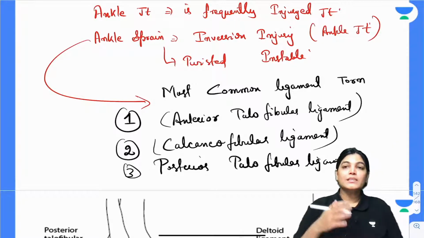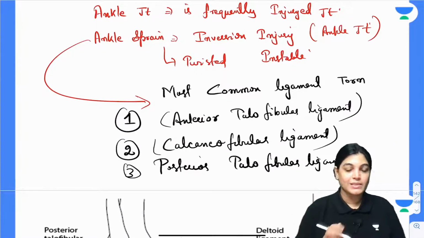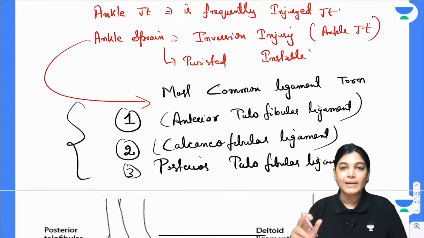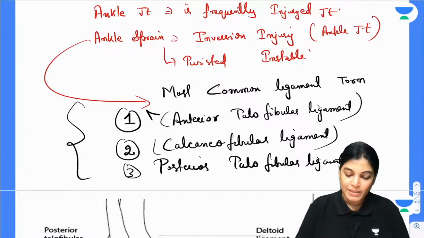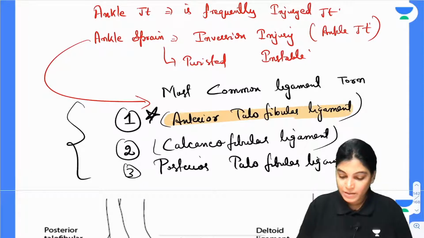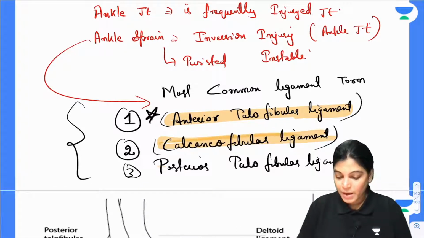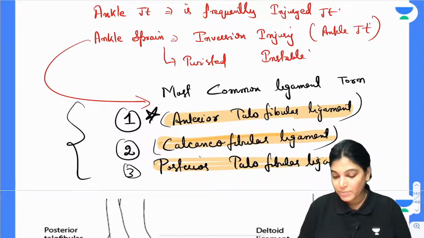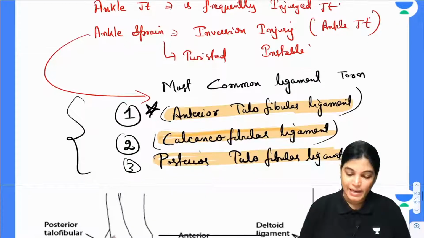So that means the ligaments on the lateral side of the ankle joint are involved. In that, the most common is the anterior talofibular, next to it is the calcaneofibular, and next to it is the posterior talofibular. So all can be involved, but the most common is the anterior talofibular. So that is the right answer.